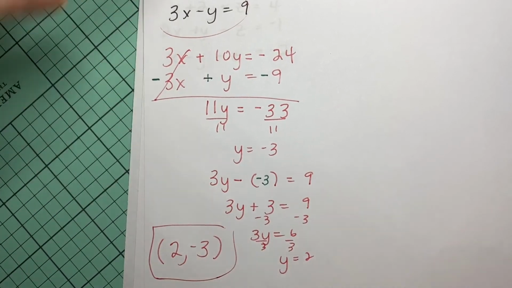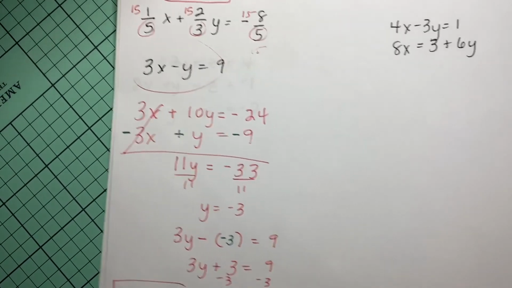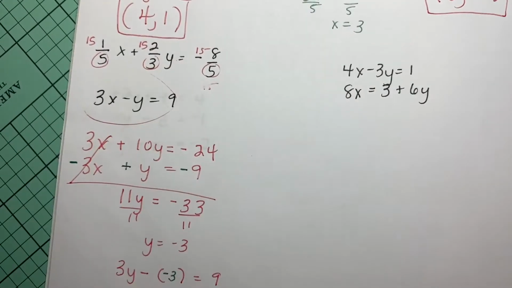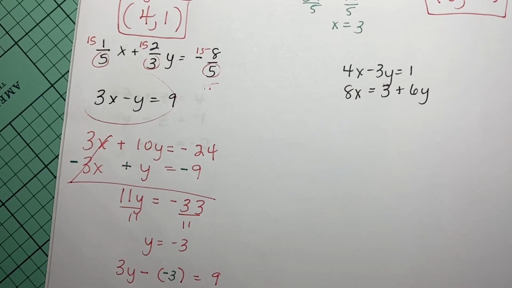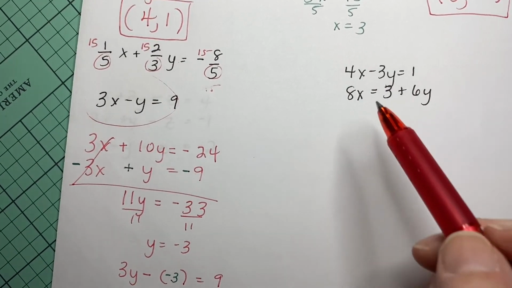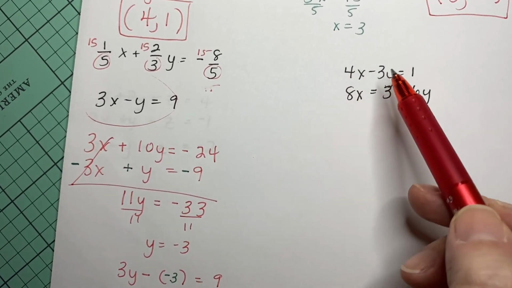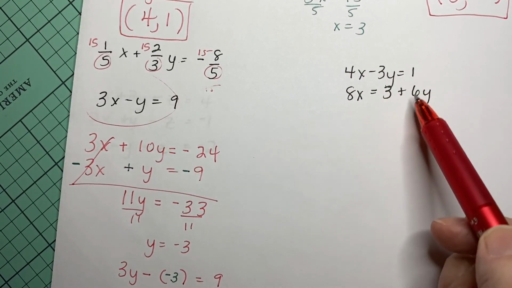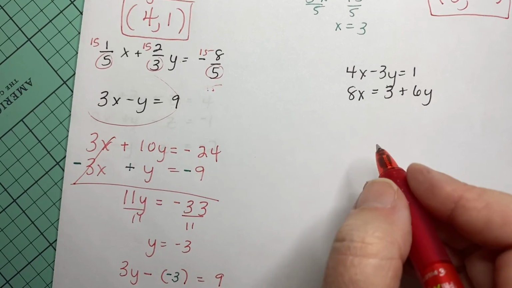Okay, let's do one more. Let's go back up here. By looking at it, there's two things going on. First of all, it's not in the right order. The x's are lined up, but do you see the y's are not lined up and the numbers are not lined up? So I'm going to rewrite the first one.